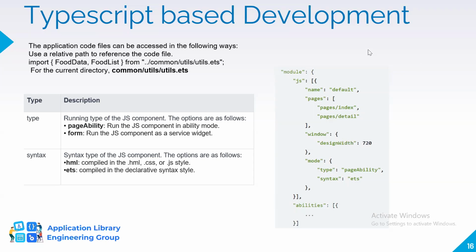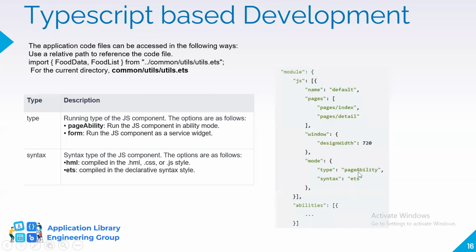Okay, sorry. So name, pages, and window are still the same. The only difference is that for the pages, you will give the ETS page folder structure over here. And as I said, we have to add more details here. The mode actually configures the running type and syntax style of a JS component. So this has two attributes, which are type and syntax. Type is the running type of the JS component. This can have two values, page ability and form. Basically, page ability means the JS component actually runs in ability mode.